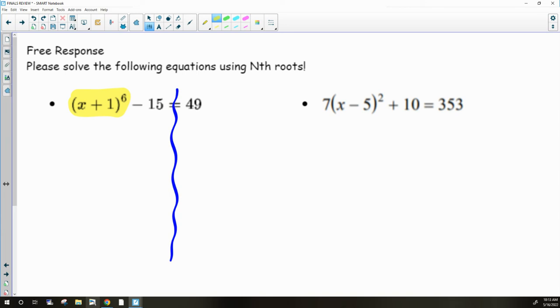So what should I move? How do I move a negative 15? Plus 15 on both sides. That makes it cross out on the left. And now I have my exponent by itself over there: x plus 1 to the 6th on the left.